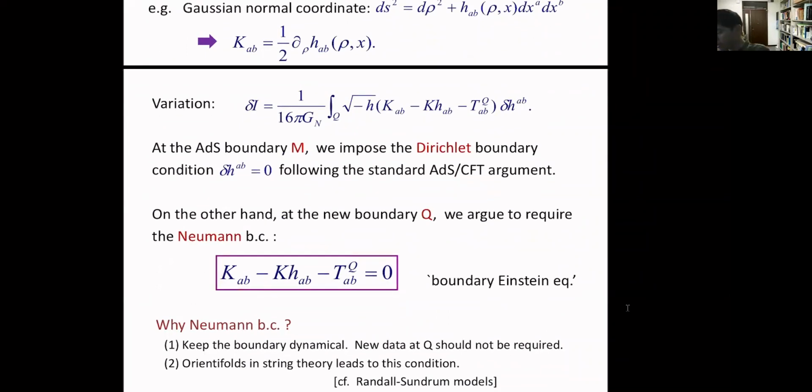Okay, so this is kind of an analog of the boundary Einstein equation. And so we impose this Dirichlet, not Dirichlet, but Neumann boundary condition. Okay, and so in summary, we need to solve the Einstein equation and also this boundary condition at the same time. So that means even the bulk metric can be modified, right? In general, different from pure AdS spacetime.